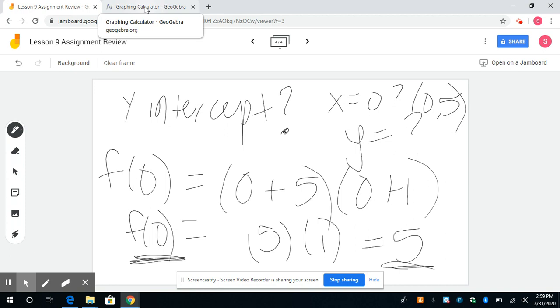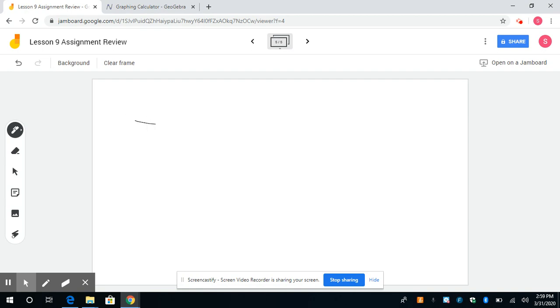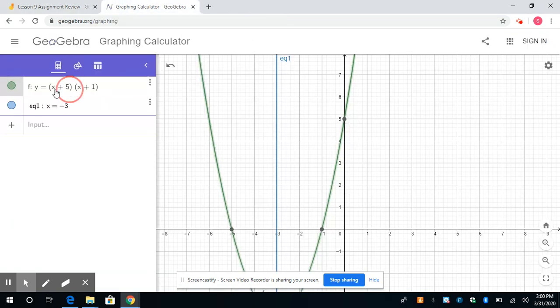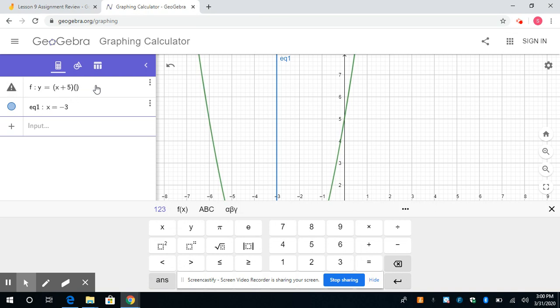The rest are really similar. If there is a negative in front, like for number 4, it was negative (x - 4)(x - 2), you're going to realize that it's just going to curve down after there's a negative in the front. So we have this.